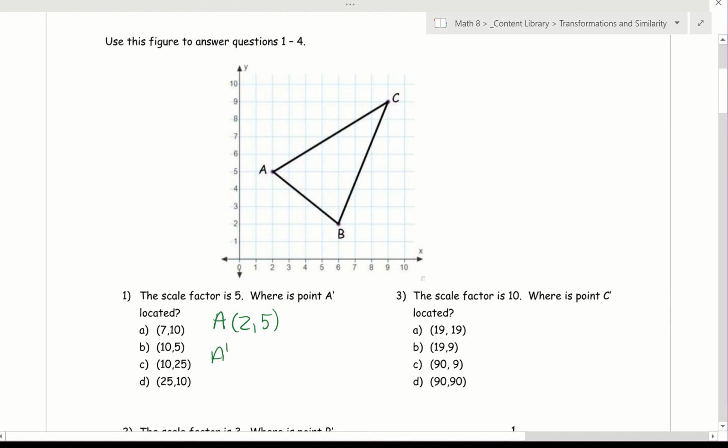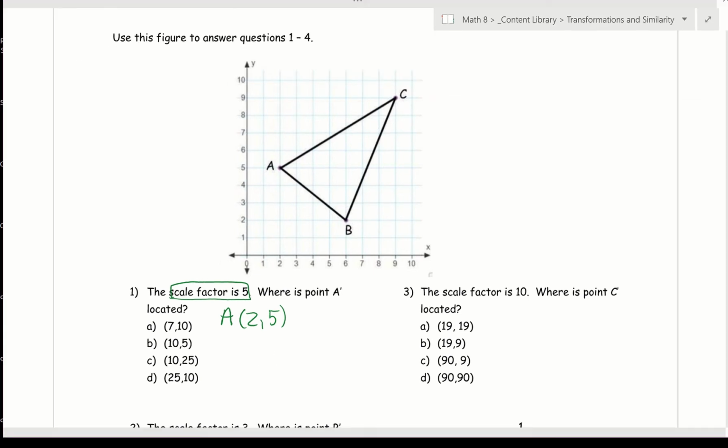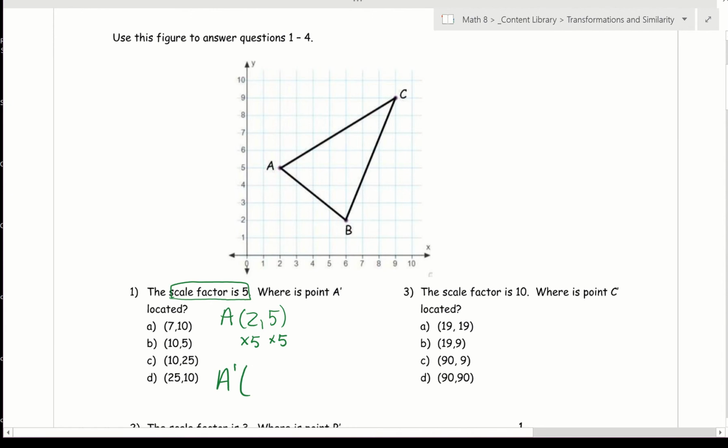Where is A prime? Well, the scale factor of 5 means I'm going to have to multiply each of these by 5. So if we think back, we could just multiply this by 5, multiply this by 5. A prime will be at 2 times 5 is 10, 5 times 5 is 25. So A prime should be at 10, 25.